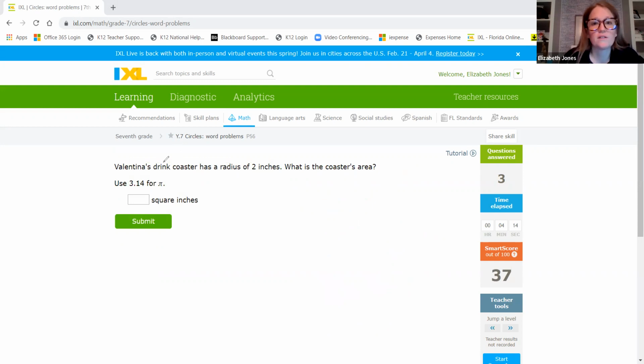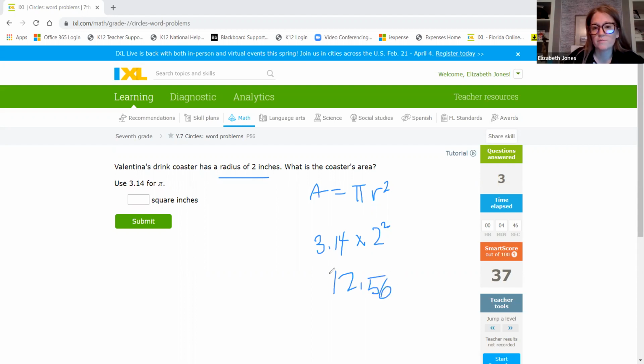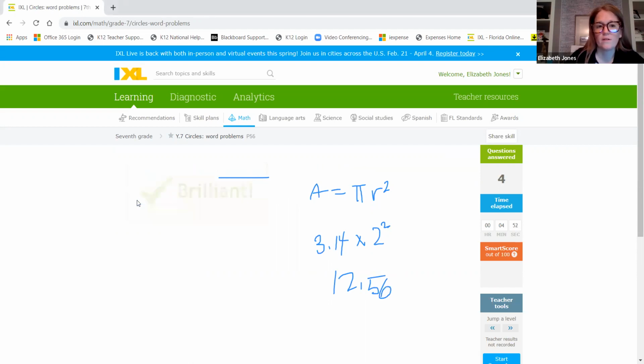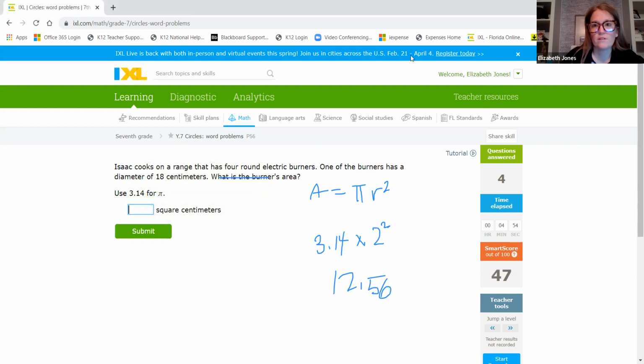Valentina's drink coaster has a radius of 2 inches. What is the coaster's area? Remember, area is equal to pi and then r squared. Remember, circumference is multiplied by 2, right? We're multiplying by 2, and area, we're squaring it. So we're going to go ahead and plug in radius of 2 squared times 3.14. Now we know that 2 squared is 2 times 2, which is 4. So we're going to do 4 multiplied by 3.14, and we get 12.56. Clear this.